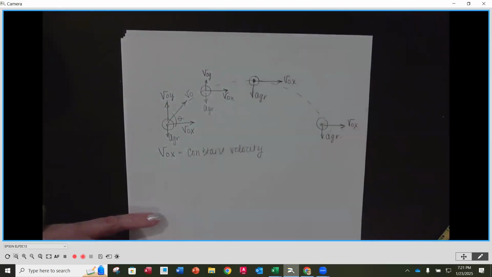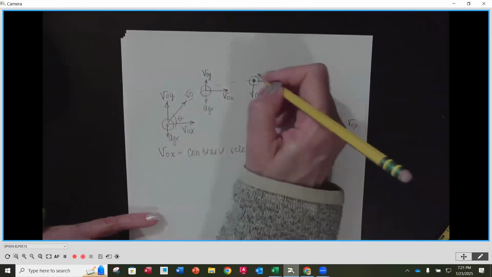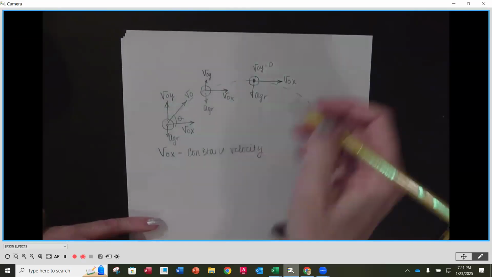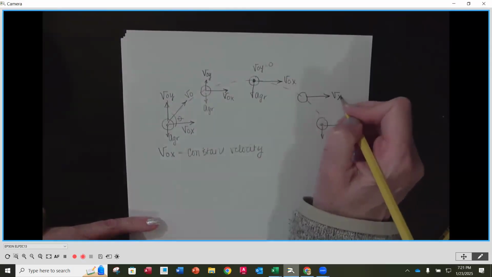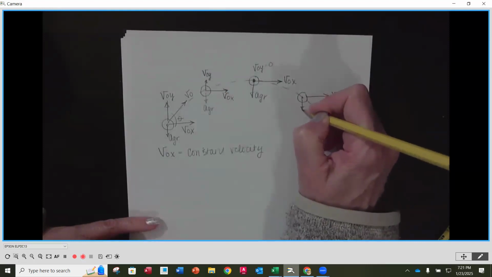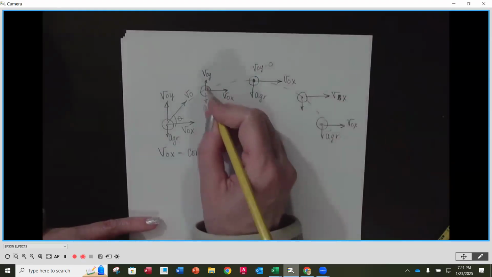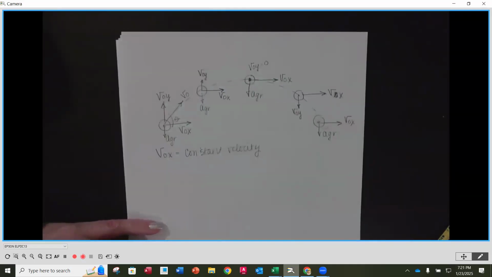Once it gets to the top here and that vertical velocity has been exhausted, it just means that VOY is equal to 0. It stops for that very instant because it's changing direction. Then when we get over here, we still have our horizontal component of velocity, VOX. The only thing that's different is the direction of the vertical velocity: now it's going to start speeding up as it goes down. So this value is now the same magnitude, but going in the opposite direction.